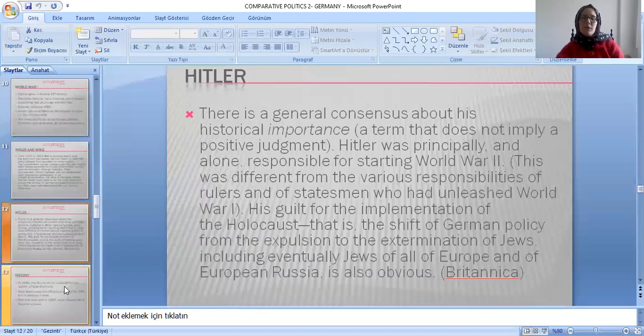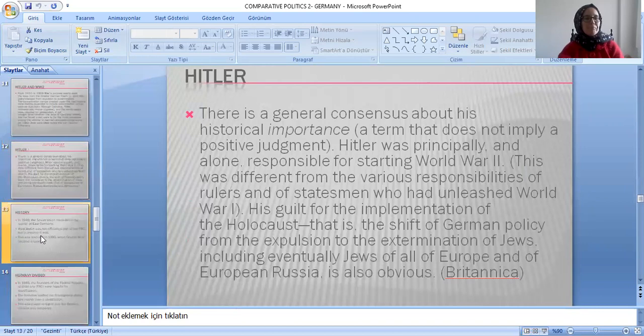Hitler. I'm going to give some information about Hitler. There is a general consensus about his historical importance. Hitler was principally and alone responsible for starting World War II. This was different from the various responsibilities of rulers and statesmen who had unleashed World War I. His guilt for the implementation of the Holocaust, that is the shift of German policy from the expulsion to the extermination of Jewish people, including eventually Jews of all Europe and of European Russia, is also obvious. This is also from Britannica.